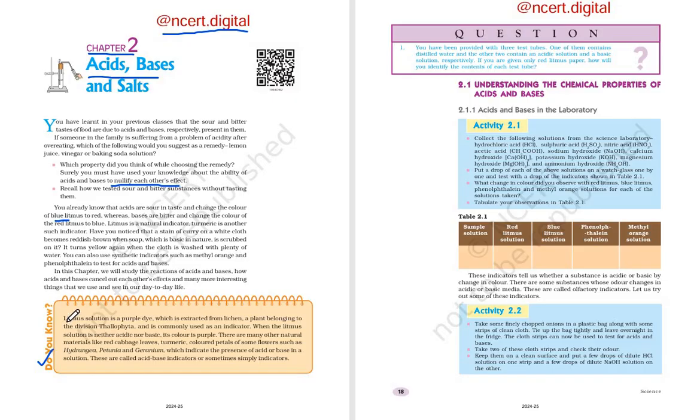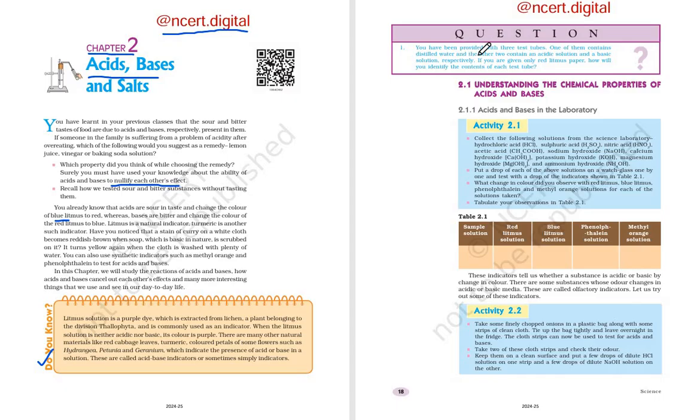Do you know? Litmus solution is a purple dye, which is extracted from lichen, a plant belonging to the division Thallophyta, and is commonly used as an indicator. When the litmus solution is neither acidic nor basic, its color is purple. There are many other natural materials like red cabbage leaves, turmeric, colored petals of some flowers such as hydrangea, petunia, and geranium, which indicate the presence of acid or base in a solution. These are called acid-base indicators or sometimes simply indicators.